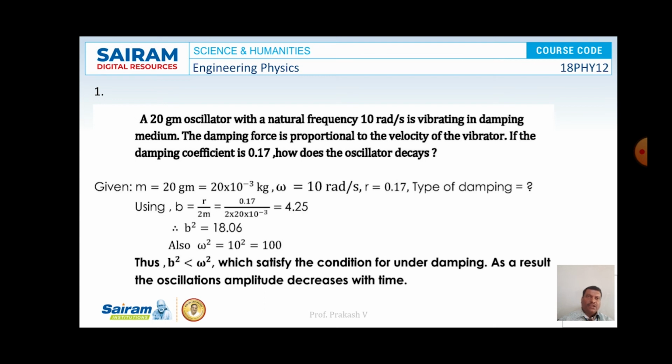So here the given data is m is equal to 20 grams, omega is equal to 10 radians per second and r is equal to 0.17, and using the formula b is equal to r by 2m, we can calculate the value of b as 4.25 and further b square is equal to 18.06. Also we know that omega square, that is 10 square, is equal to 100. So here b square is less than omega square, which satisfies the condition for underdamping. As a result, the oscillation's amplitude decreases with time.